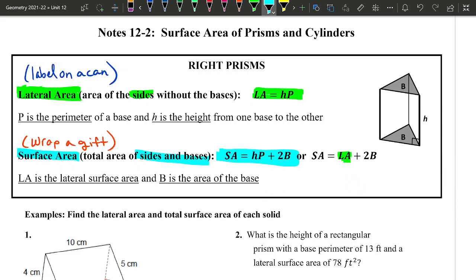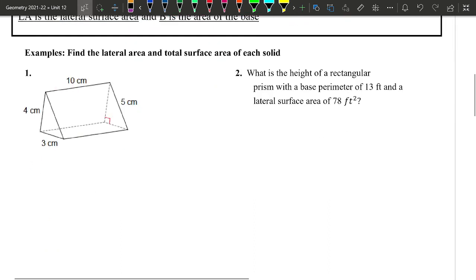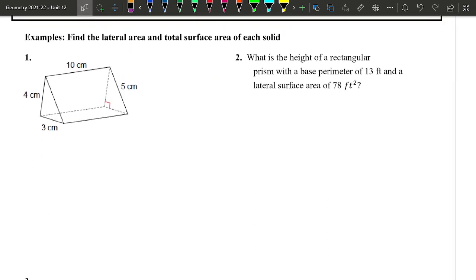All right. So here I just have 3 examples. First, we're going to find the lateral area and then the total surface area. So to find the lateral area is the perimeter of the base times the height of the prism.